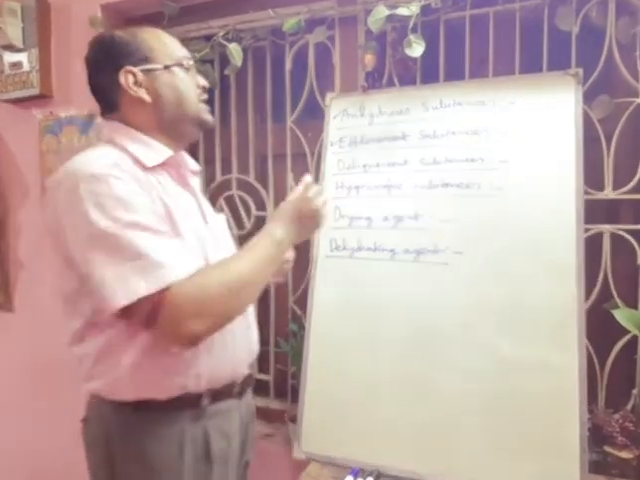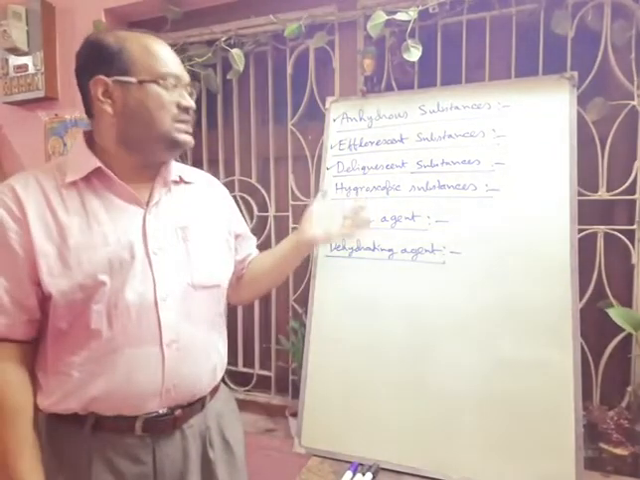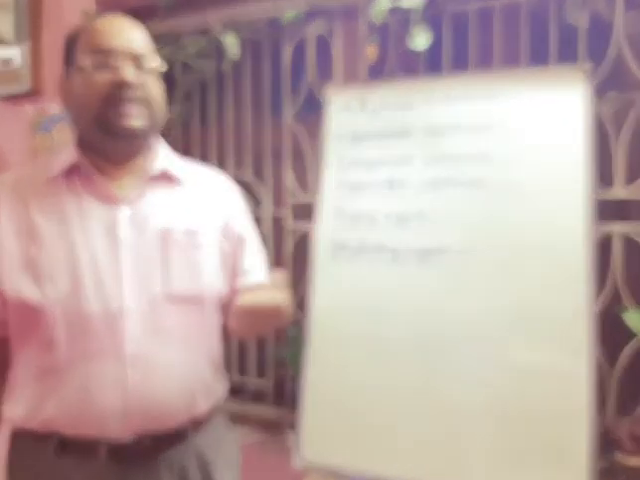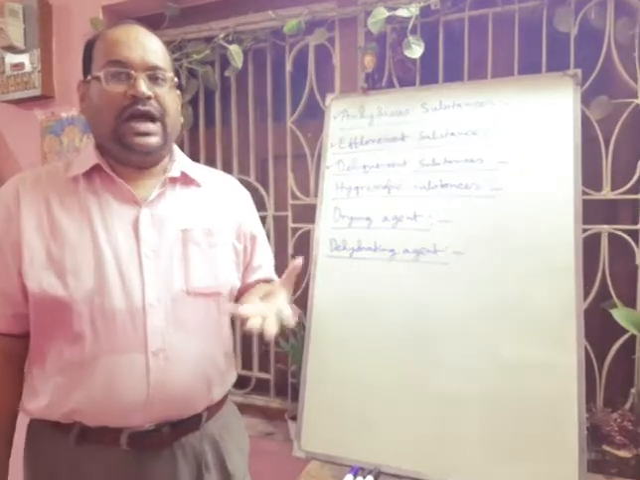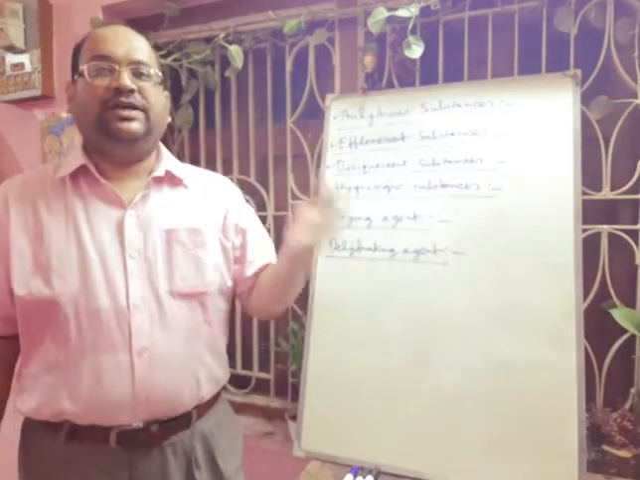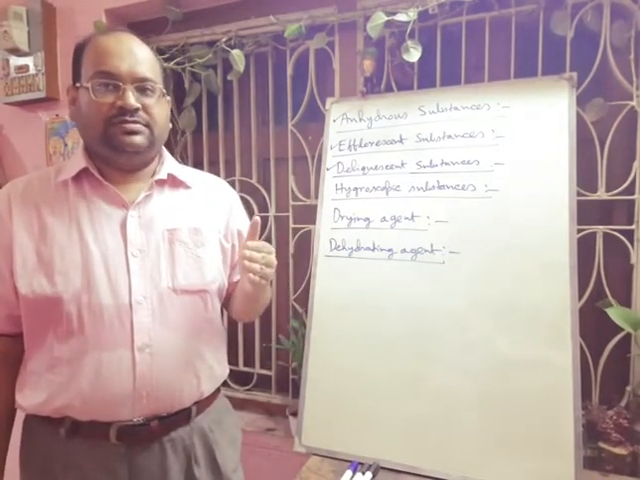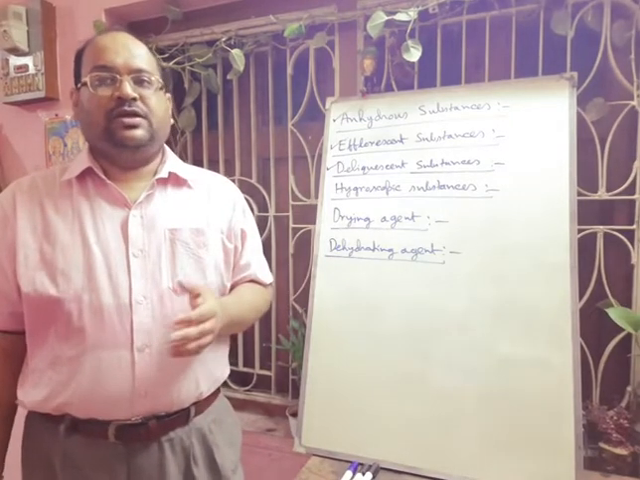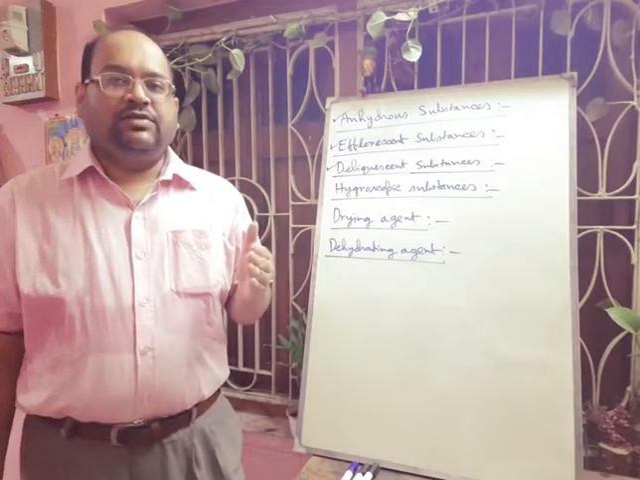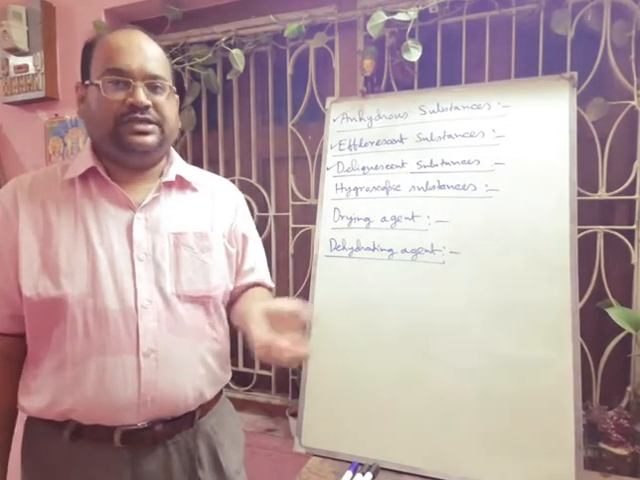Next we will discuss deliquescent substances. These are another type of substances which absorb moisture when exposed to air at room temperature and become liquid. From solid state it will become liquid. This type of salts is generally called deliquescent salts, and this phenomenon is called deliquescence.